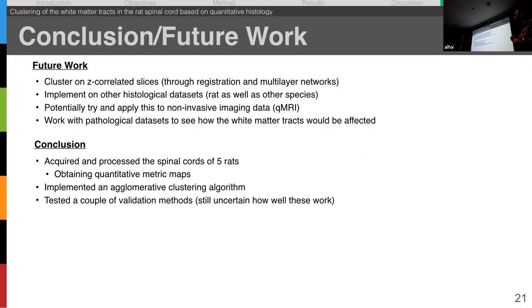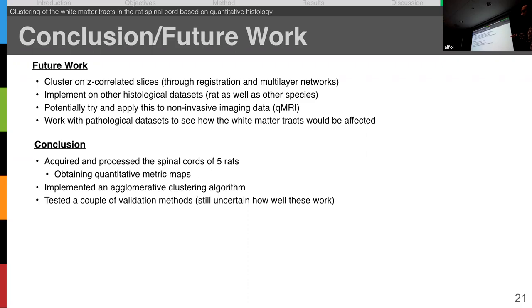Something else that I want to test would be to implement this on other histological data sets. So other rat data that might be cleaner than ours at higher resolution, as well as other species, to see if we can reproduce what we're seeing in the literature. And eventually, if we can optimize this perfectly, to be able to apply this onto quantitative MRI data, because I think that would be the best point. If we can apply this to pathological data sets later on, and we're able to get accurate representations of the white matter tracts, we'd be able to see how they are affected by pathology, if there are any issues, or by trauma. So I think that would be an interesting point to investigate as well.